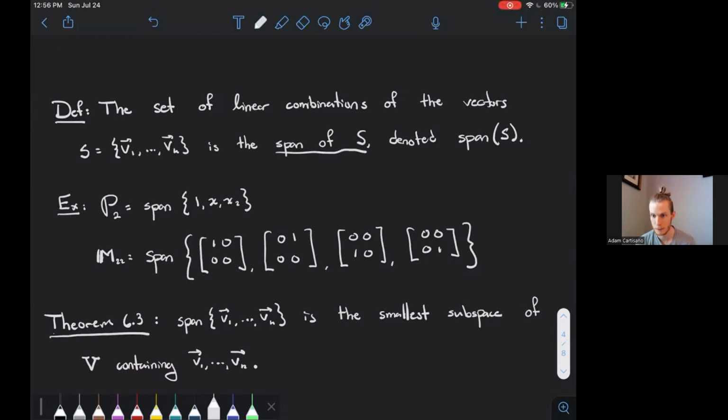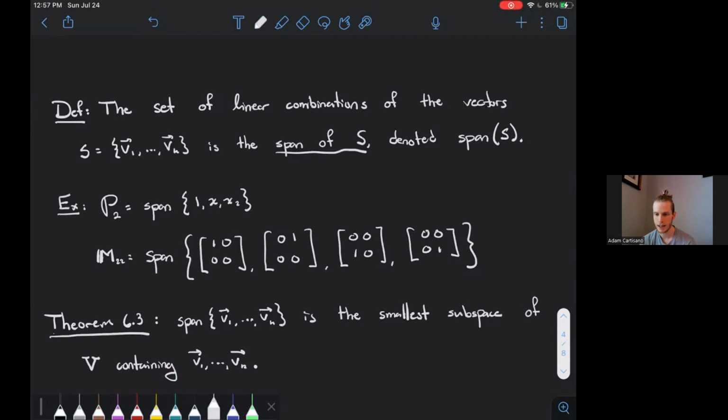Denoted span of S. Okay, P2 will be the span of x, 1, and x squared. Notice every polynomial of degree less than or equal to 2 is some linear combination of these three vectors, which are themselves polynomials of degree less than or equal to 2.